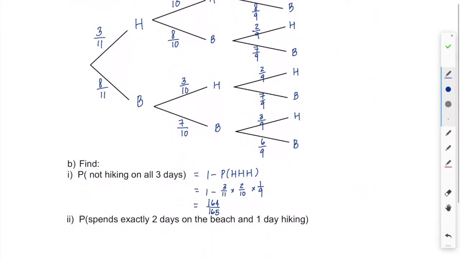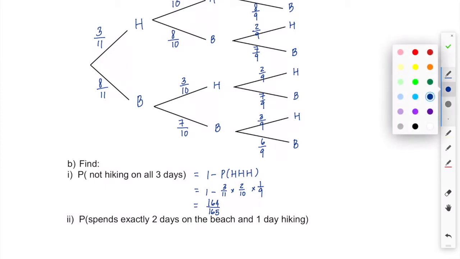Number 2. Probability that she spends exactly 2 days on the beach and 1 day hiking. So we need to pick out all of these routes here. So 2 B's, 1 H. I have this one here, and then I have this one here, and also this one here. Okay, so 3 different paths that need to be considered.